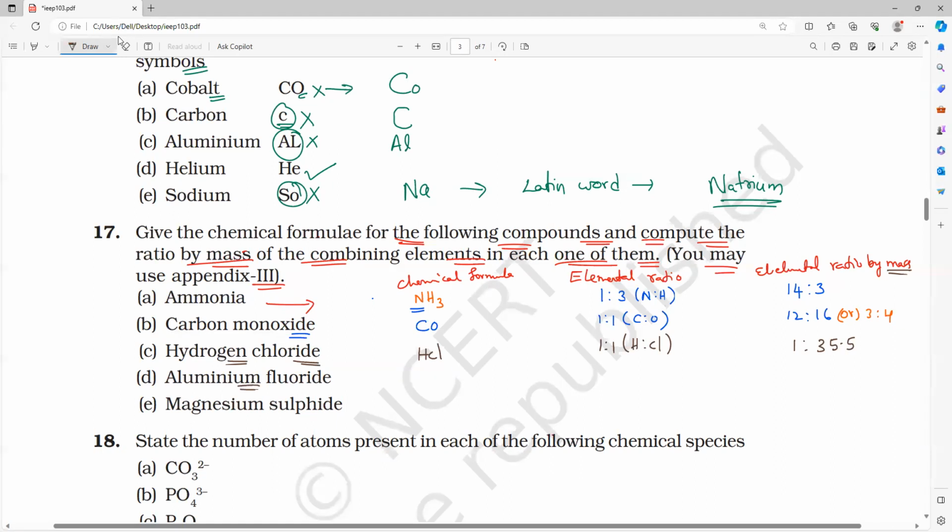35.5. Next, aluminium fluoride. At least try to say one formula, then only your mind will work, correct. Aluminium fluoride. Aluminium fluorine, just now we studied. Aluminium is 3, fluorine 1. So what is the formula? AlF3. Very good.